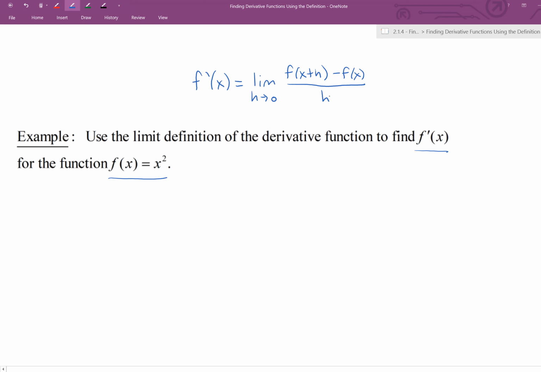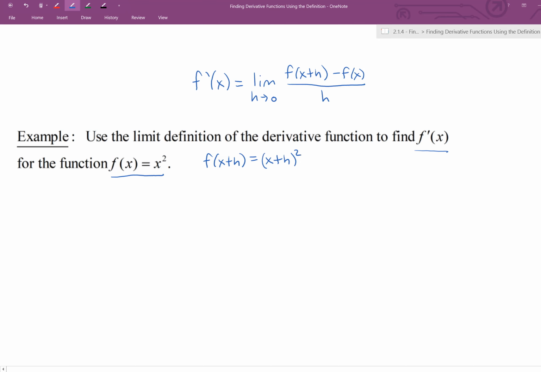We have the formula for f of x, right? It's x squared. Usually something nice to do is to figure out what f of x plus h is, so we can use it in this derivative formula. So what is f of x plus h here? Well, f of x is x squared, so I'm just going to replace x with x plus h and obtain x plus h quantity squared.